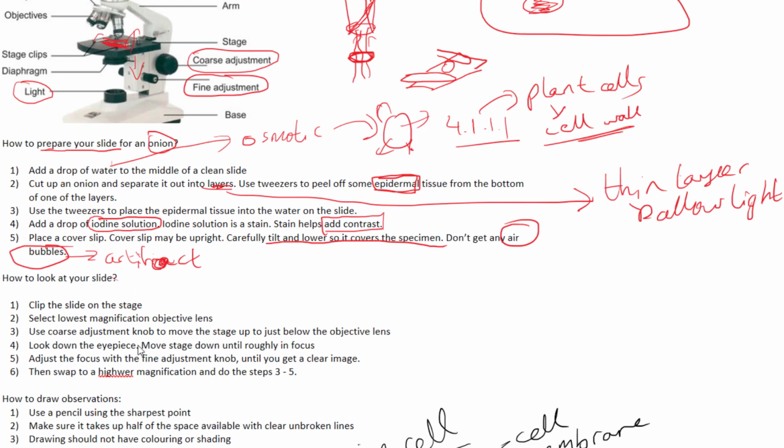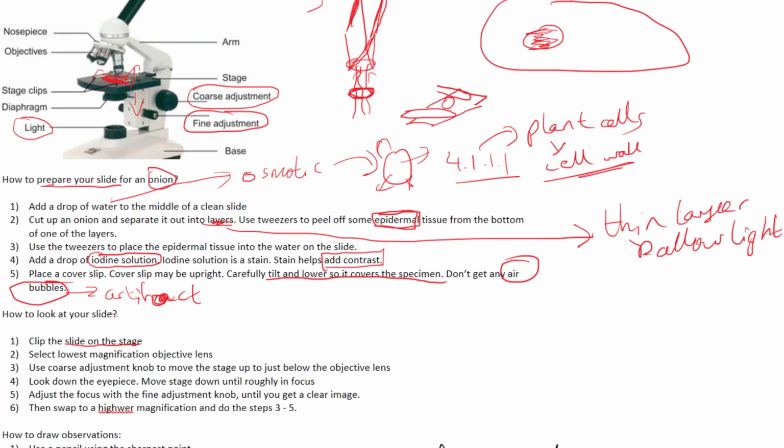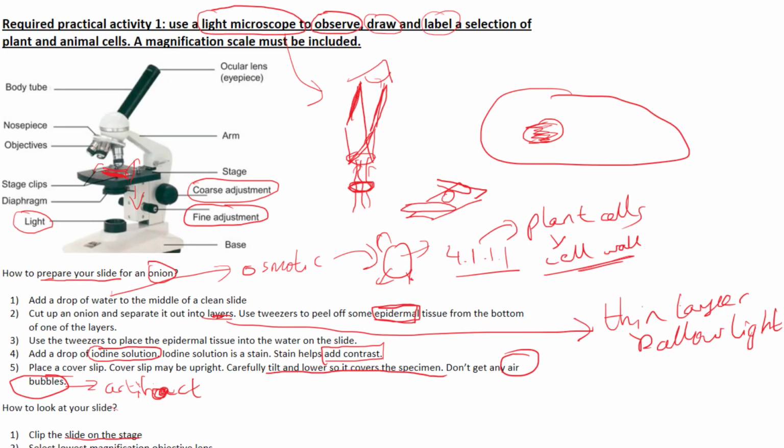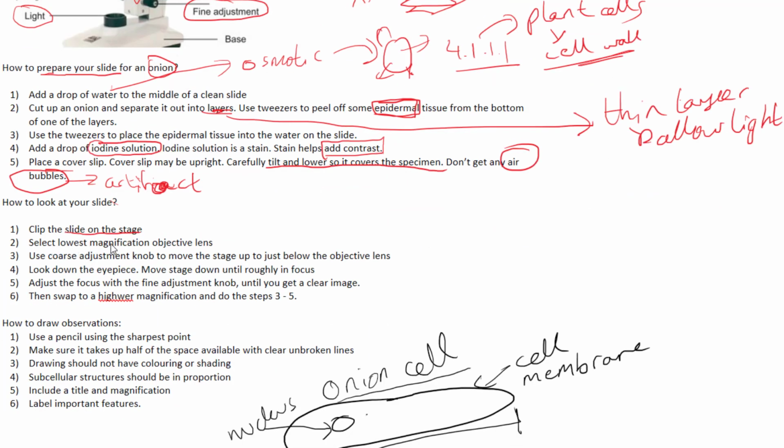So if you want to actually look at the slide, what do we do? We clip the slide onto the stage. This is the stage. We clip it on, and then we put it to the lowest magnification first. So we want to see a general view first, and then we use coarse adjustment. We're not going to use fine adjustment first, because that's going to take way too long.